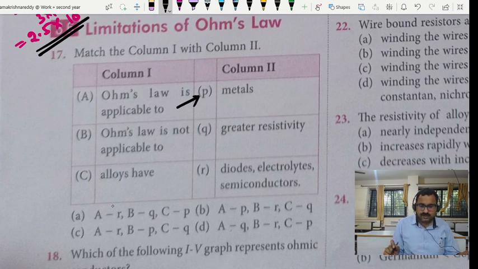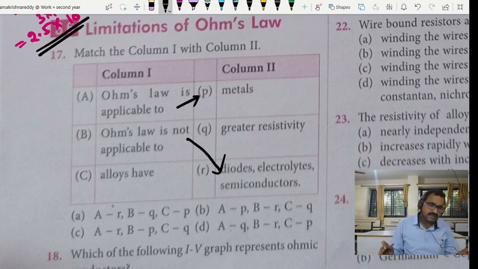Next, Ohm's law is not applicable to, as you already know, semiconductor diodes, electrolytes and semiconductors. Normally we get that there. So semiconductors as well as diodes and electrolytes.